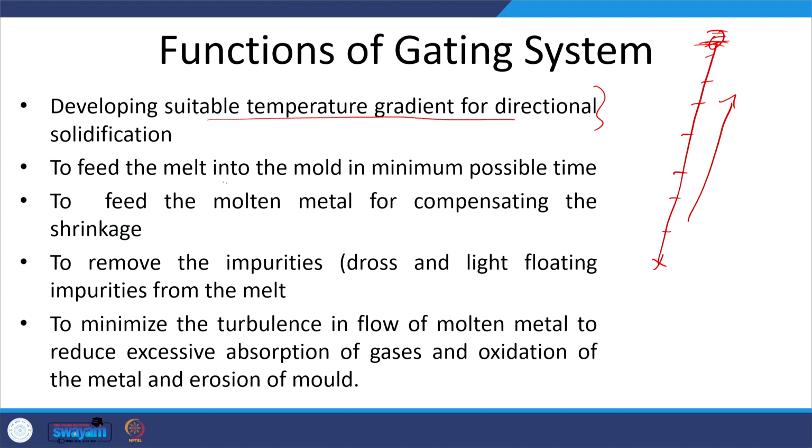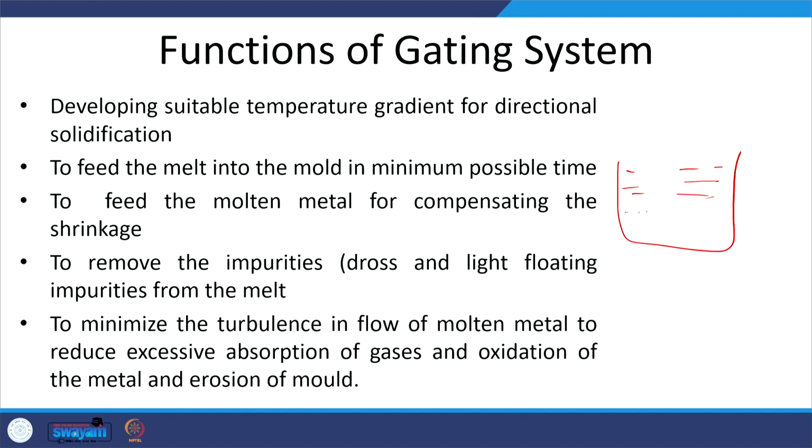Then, to feed the molten metal into the mold in minimum possible time, and it should also be as smooth as possible. Then, to feed the molten metal for compensating the shrinkage. This role is performed by the riser. When there is a mold, it will initially be filled in, then the temperature of the molten metal will come down. When the temperature comes down, there will be shrinkage due to reduction in temperature of the liquid metal.